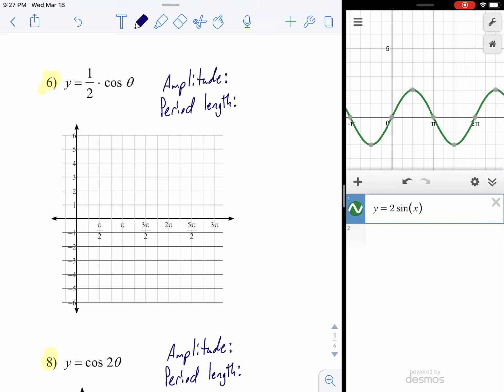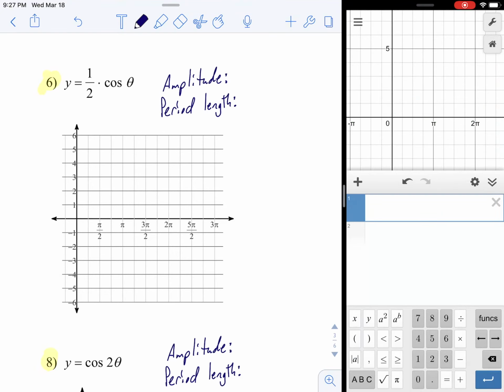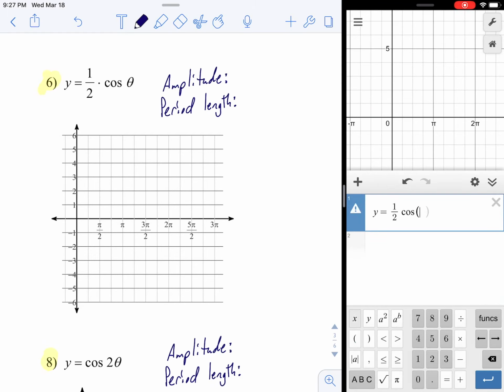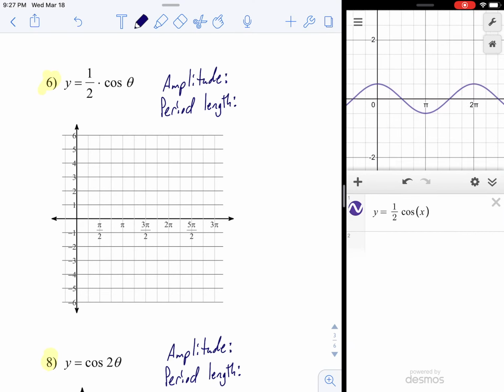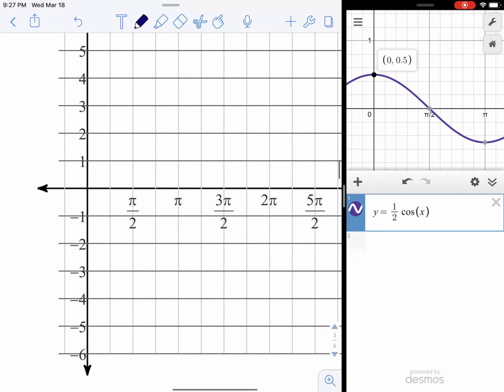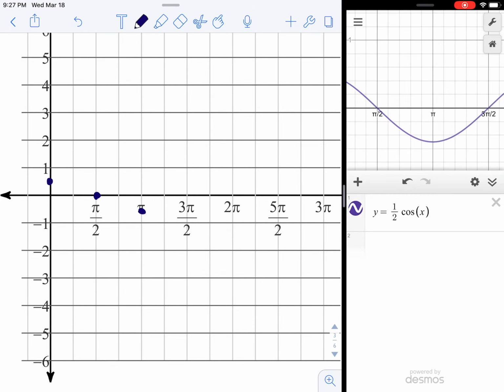Y equals 1/2 cosine theta. Y equals 1/2 function cosine x. So the calculator uses x, we're using theta. Let me zoom in a little on this. And where does that wave start? 0, 0.5. Then it goes through the x-axis at pi over 2. At pi, it goes down to negative 0.5. What's special about 0.5?